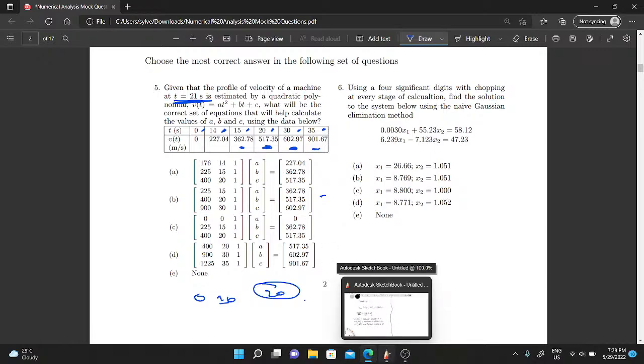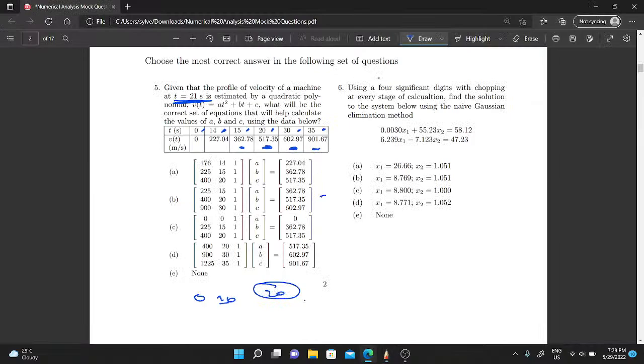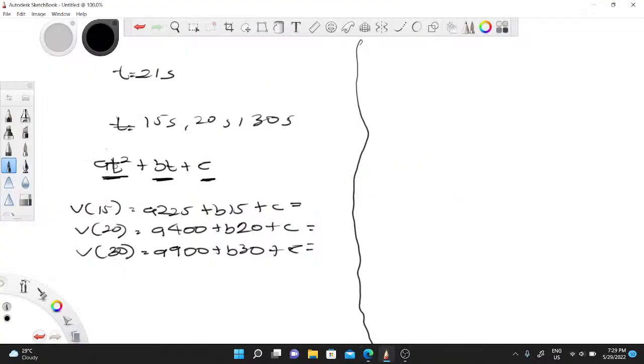And then you see what will happen is that when t is 15, it has an actual value in your table. So this is it, right? When v is 15, you have value as 362.78. When it is 20, you have it as 512.35. When you have it as 30, it is 60.19. Right, so these all have some values over here.